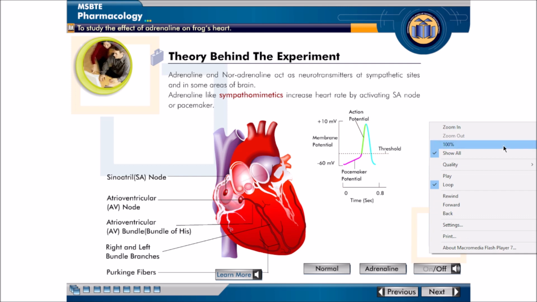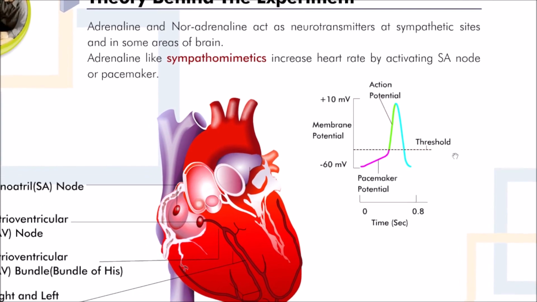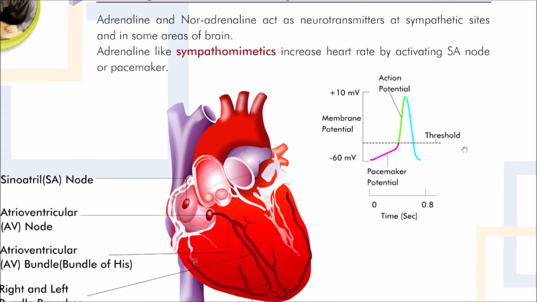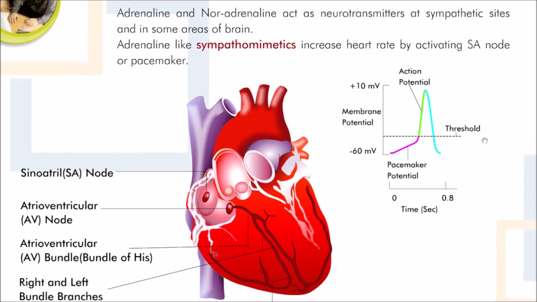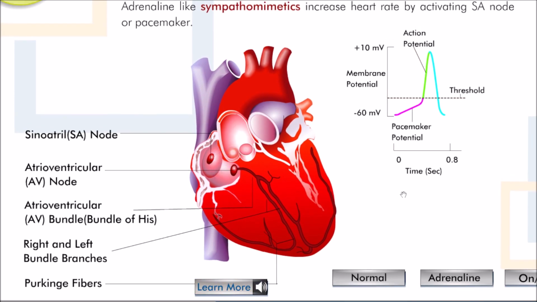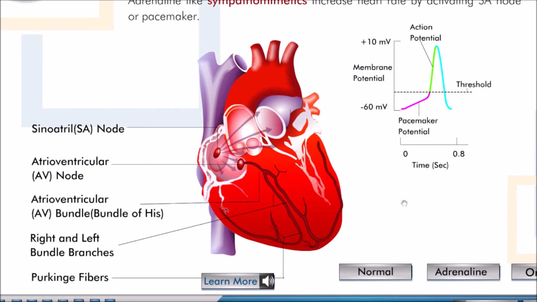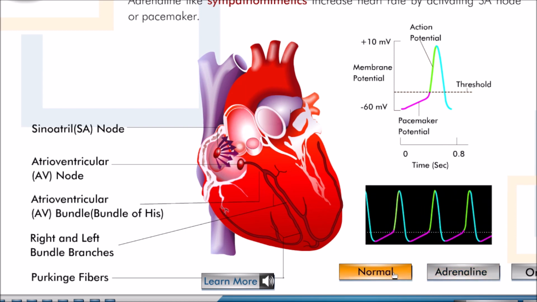Adrenaline and noradrenaline act as neurotransmitters at sympathetic sites and in some areas of brain. Adrenaline, like sympathomimetics, increases heart rate by activating SA node or pacemaker. SA node is pacemaker of human heart, which regulates heart rate. Adrenaline increases rate of depolarization of SA node and thereby increases heart rate. You can see the gap between two action potential peaks is less in presence of adrenaline.